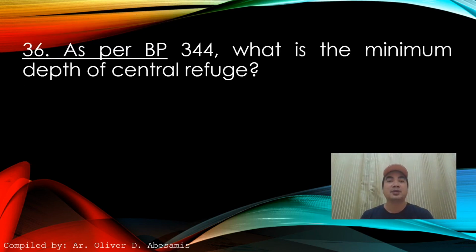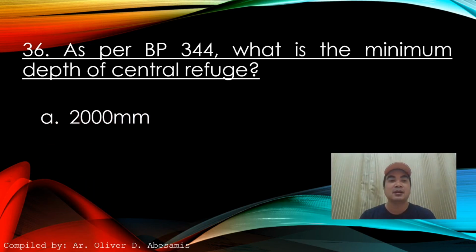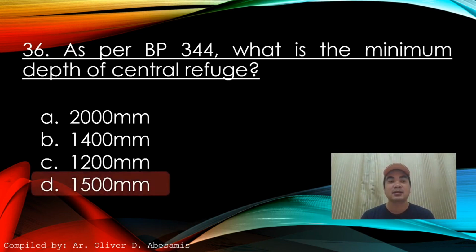36. As per BP344, what is the minimum depth of central refuge? A. 2,000 mm. B. 1,400 mm. C. 1,200 mm. D. 1,500 mm. Answer? D. 1,500 mm.